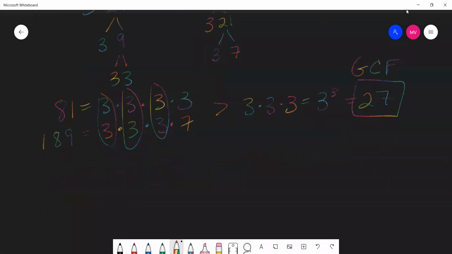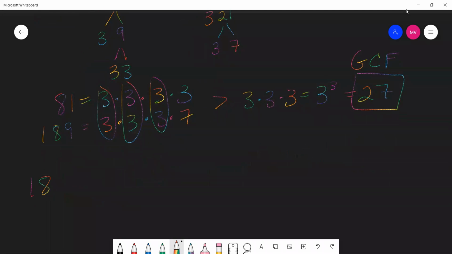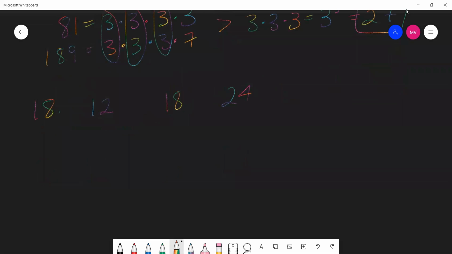Okay, so that's our greatest common factor between these two numbers. For number 18, we have 12, 18, and 24. Those are all small numbers, so it's pretty easy to guess what your greatest common factor will be, since that's 6 times 2, 6 times 3, and 6 times 4. But let's work it out. Remember, this works no matter how many numbers you're comparing.